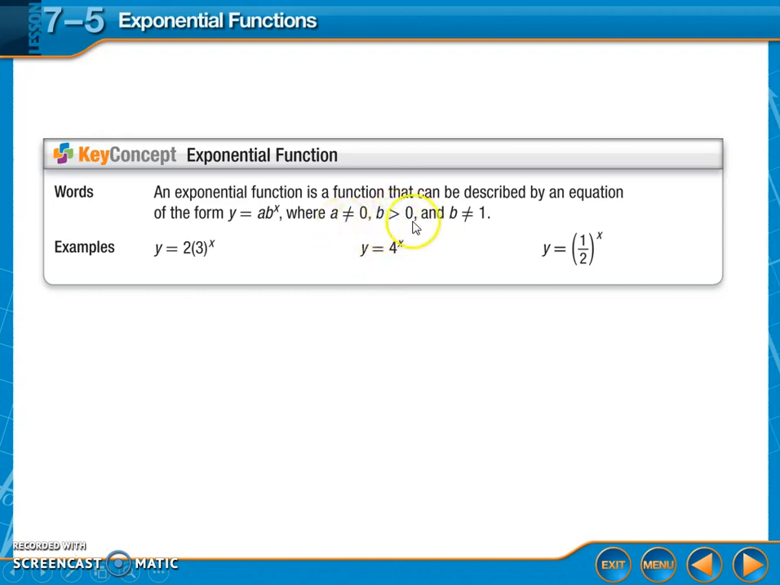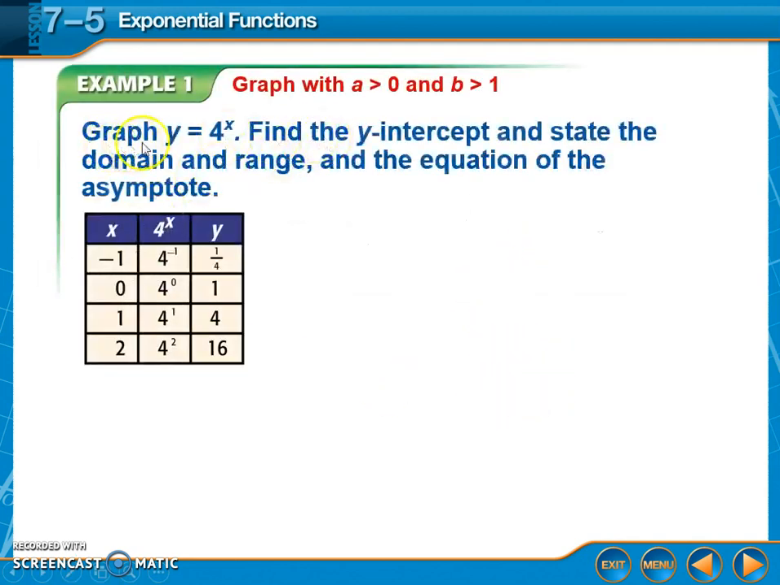B has to be greater than 0. B can't be 1. Why would it not be 1? Well, if b was 1, if there was a 1 in these parentheses right here, 1 raised to any power is still going to be 1. So that would just be a flat line. And we'll get to some more stuff with that. So let's jump in. We're going to graph y equals 4 to the x.